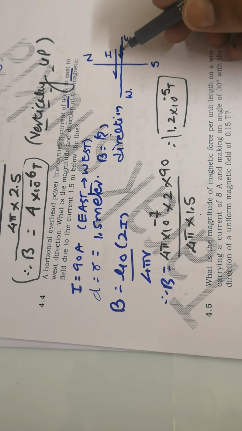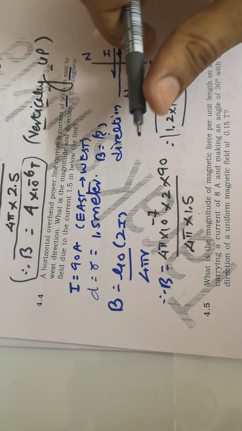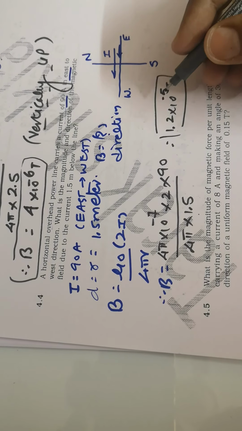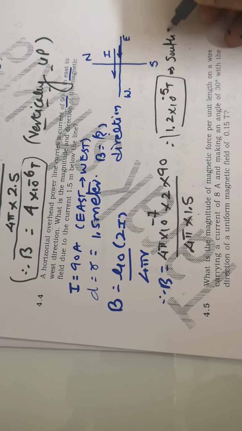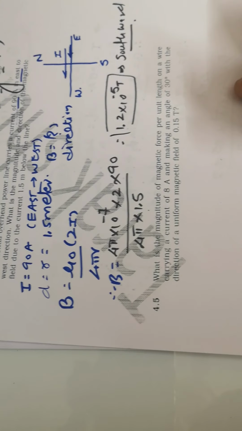As per my thumb rule, using my finger and thumb, I can find the direction. The curl gives me the direction of the magnetic field, that it would be southward. So this is how you can calculate all those data.